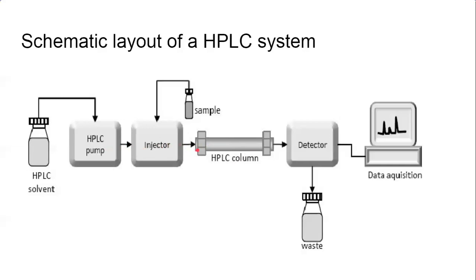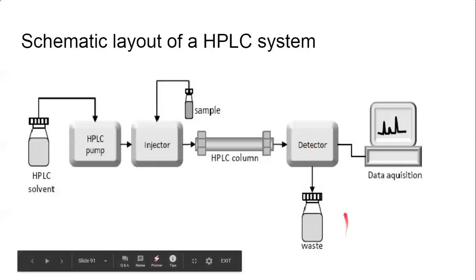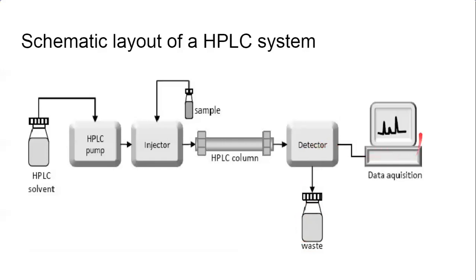Next, when we subject this sample as well as the mobile phase, it will travel through this column. While traveling through the column, the analytes will show different affinities towards the mobile phase and stationary phase, and the analyte which has a greater affinity towards the mobile phase will come out first and enter into the detector. Here this detector will detect the nature of the analyte, and this is the waste, meaning eluate, the sample contained in the mobile phase.